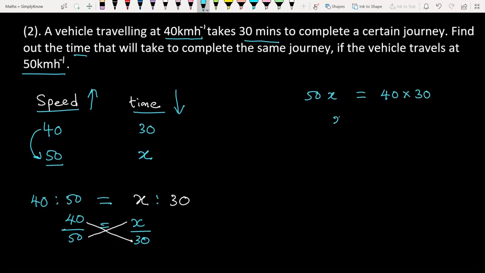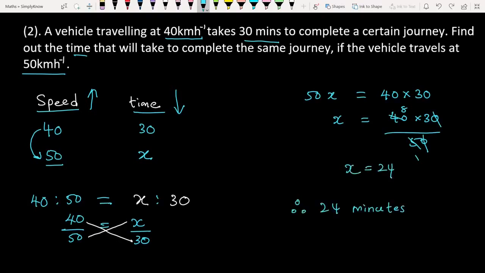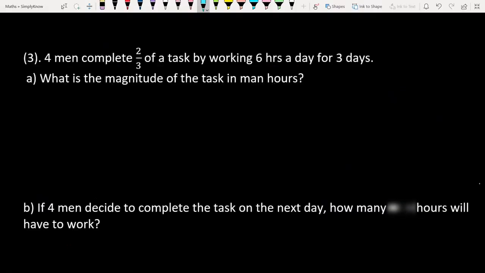Now what is the value for x? x equals 40 times 30 divided by 50. Now let's try to simplify this. I'm going to cancel zeros. Then for 40, how many fives? It's 8. 8 times 3 is 24. So x is 24. Therefore, 24 minutes will be taken to complete the same journey if the vehicle travels at 50 kilometers per hour.